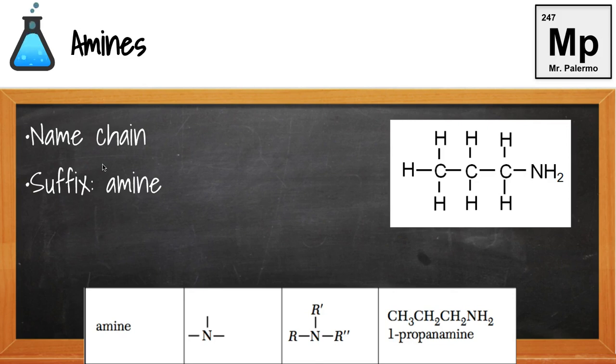For the amines, they have a nitrogen as the functional group. And looking at the example they give you, the ending is going to be amine. It says propanamine, prop meaning 1, 2, 3 carbons, so that's where the prop part comes from, and 1 indicating that it's on the first carbon. So we can see that in our structural formula here, that this N is attached to the first carbon.